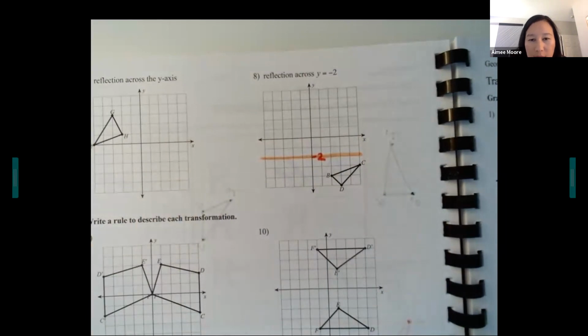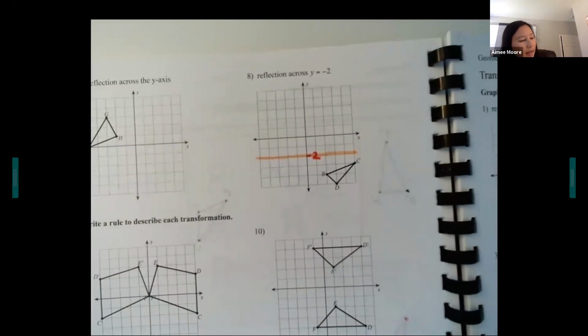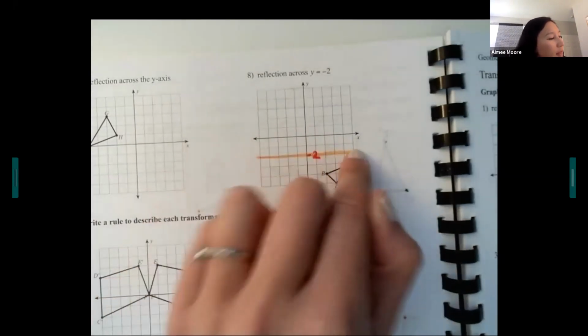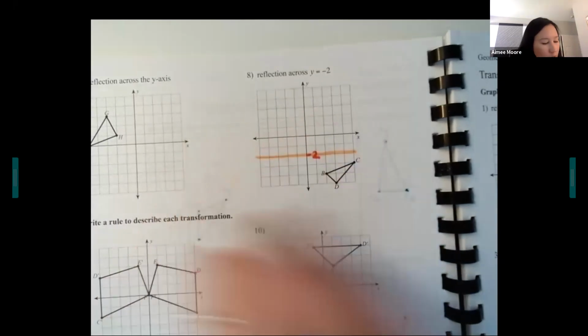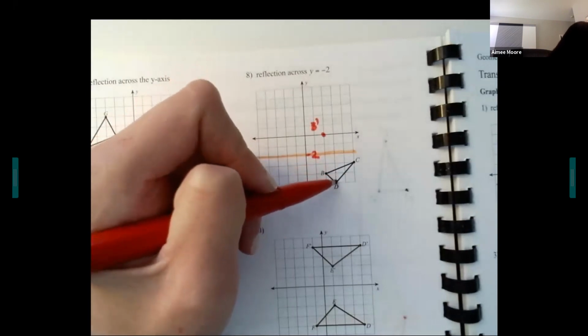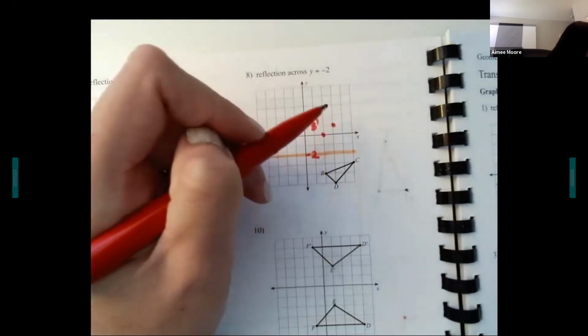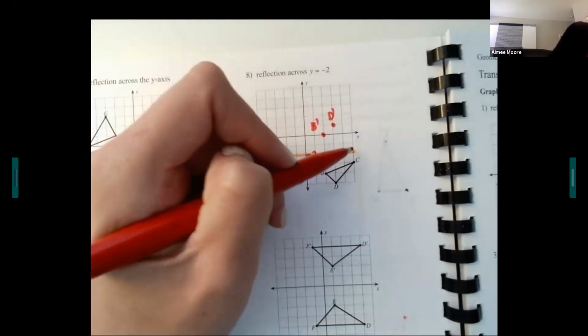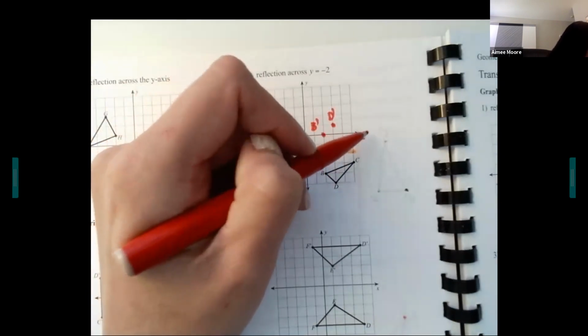Okay. So then I would draw it on top. Yep, exactly. Right, so if you folded it on this line, the images should be right on top of each other. That's right, so since that one's below the line, then you would count above the line. So if it's 2 below, then you'd go 2 above, and that's B prime. And then D is 1, 2, 3 below, so you go 3 above. And then C is 1 below, so you go 1 above, and there's C.